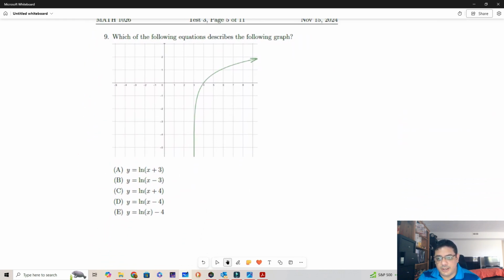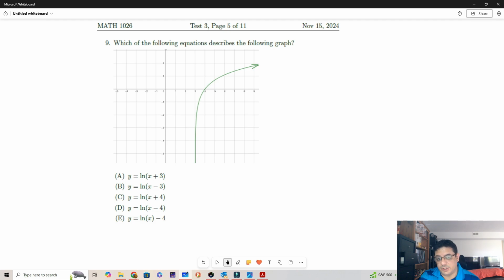Now for question 9, again, this question came in the past. This is the graph of a log, and we want to find out which one it is. Notice that this is crossing 0 at 4. So the logs are 0 only at once. This means that when I plug in 4, the inside of the log needs to be a 1. There is only one option here, this one.